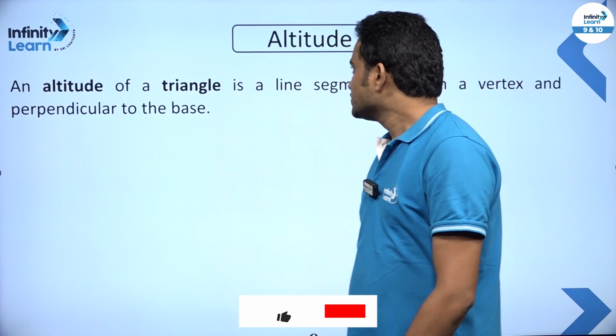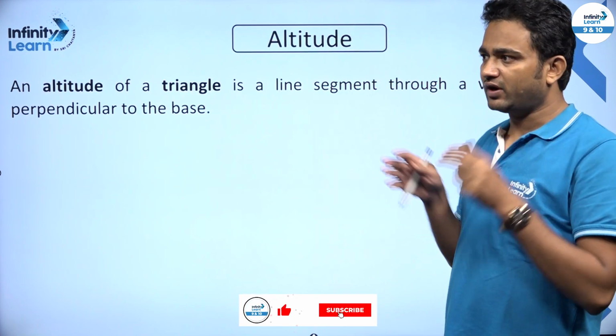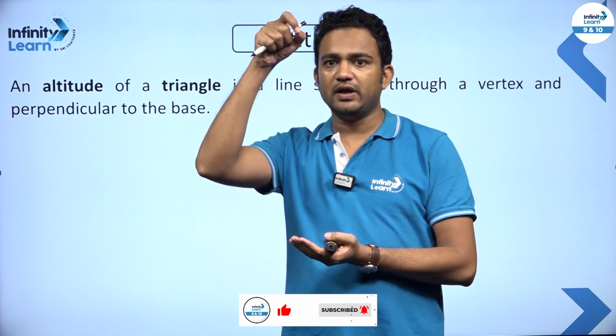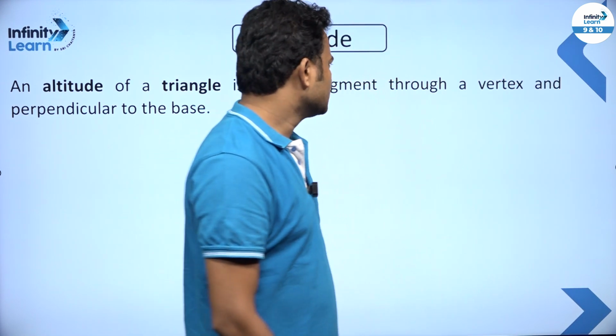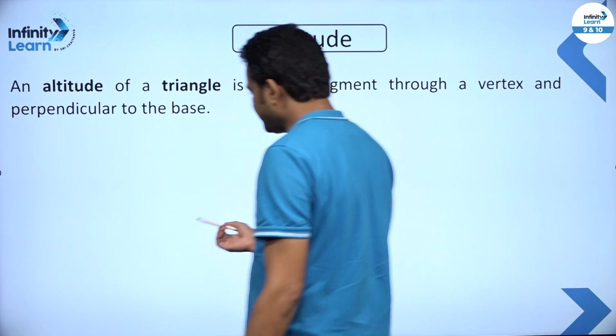So to understand the concept of orthocenter, you should know what is altitude of a triangle. So altitude is basically height of a triangle. If you draw the perpendicular from any vertex to the base of triangle, then that is called as altitude, right? So here the definition of altitude is given.